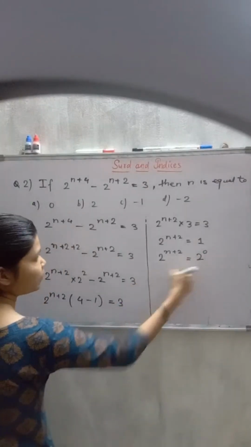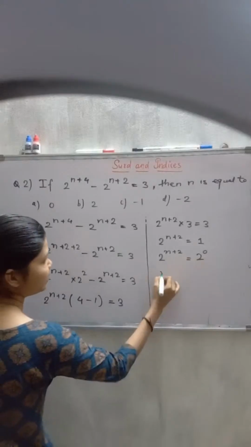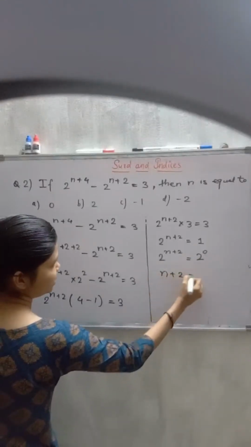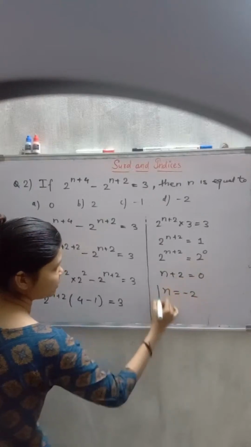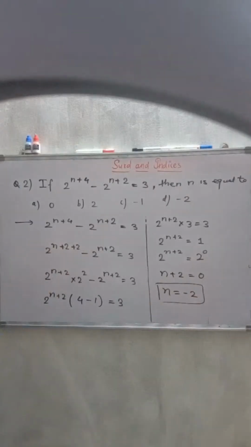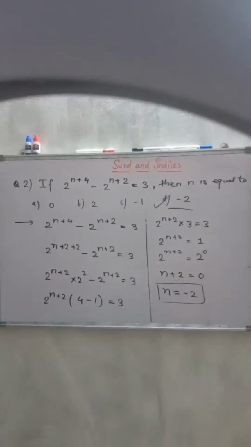Now if the bases are the same, we can equate the powers: n plus 2 equal to 0. This implies n equal to minus 2. Option D is the correct answer. Now next question, number 3.